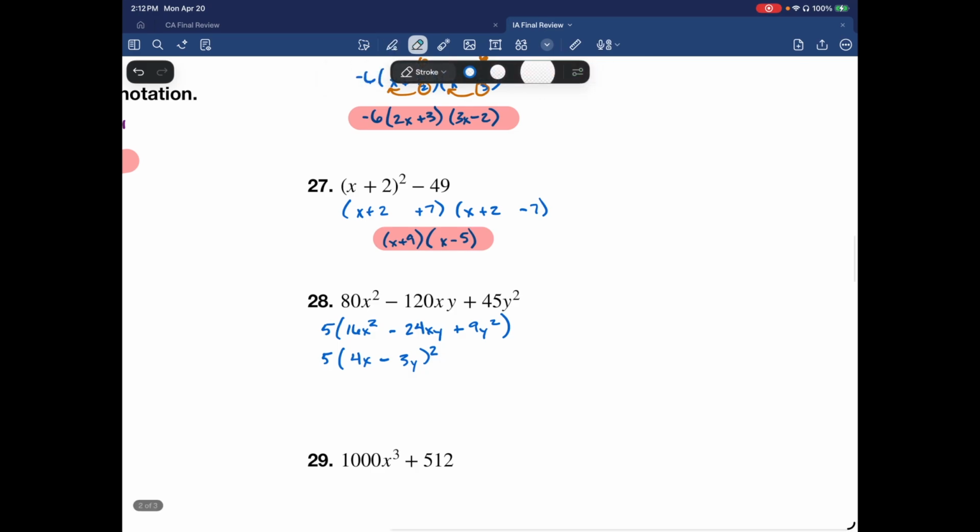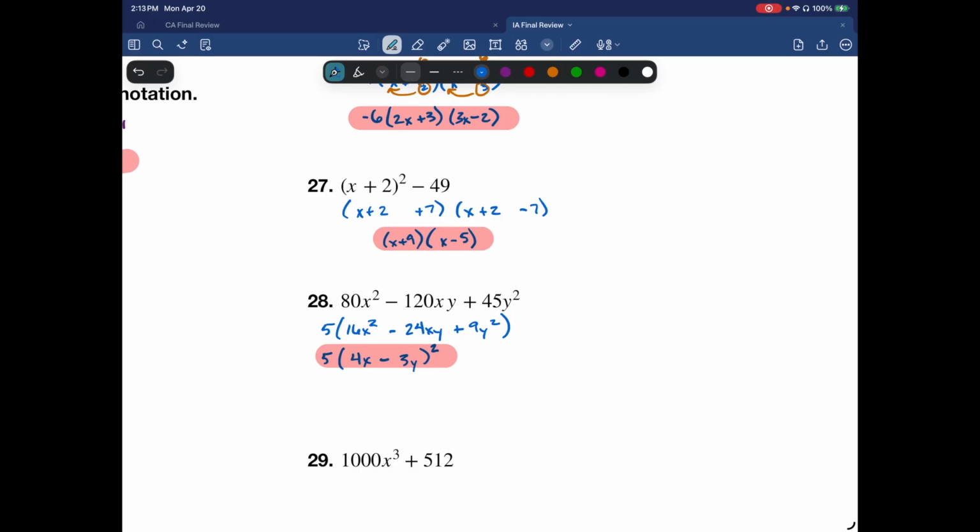If you don't know that, you could still factor this, but you would have to do the AC method, and 16 times 9 is 144, so that gets a little cumbersome, but this is your answer: 4 times (4x - 3y) all squared.